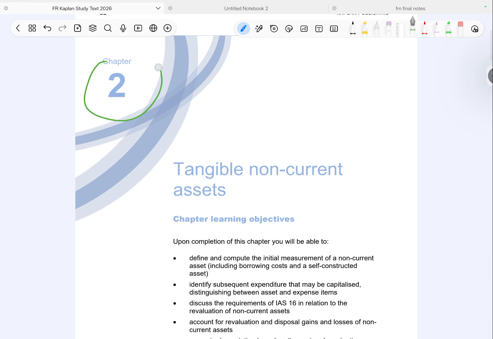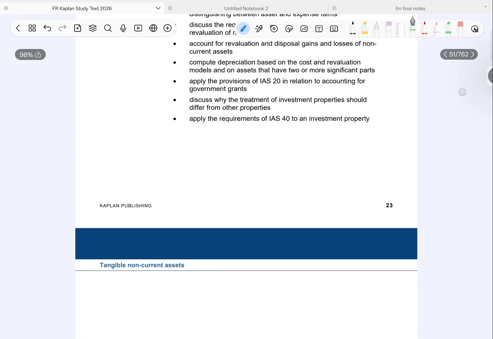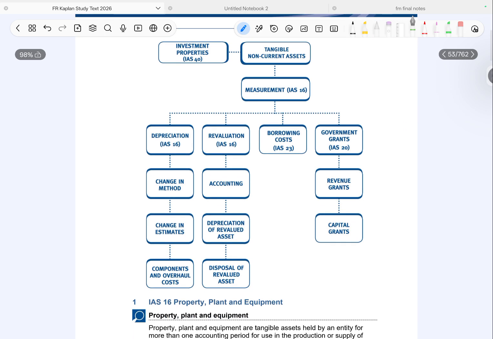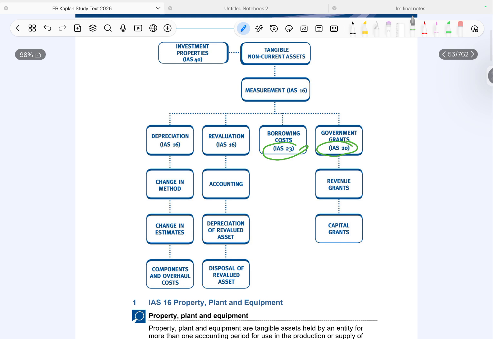And today's chapter is going to be chapter number 2, which is about tangible non-current assets. So in this chapter we are going to learn about different IAS standards. It's not important to learn the IAS standard names or their standard numbers, like IAS 20 or IAS 23. It's just important to learn what that standard means.